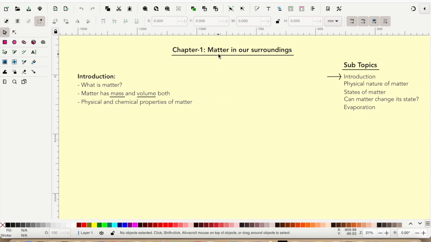In this chapter, we will talk about matter in detail. So the first question is, what is matter? Everything in this universe is made of material which scientists have named matter. Matter has both mass and volume.